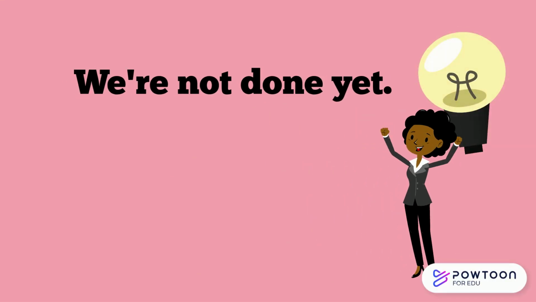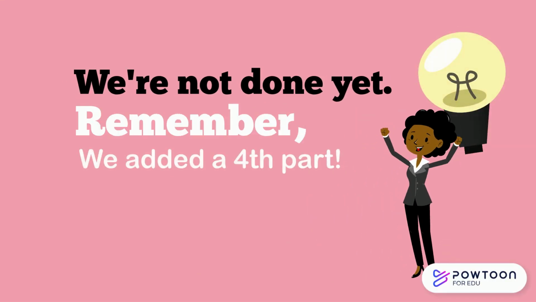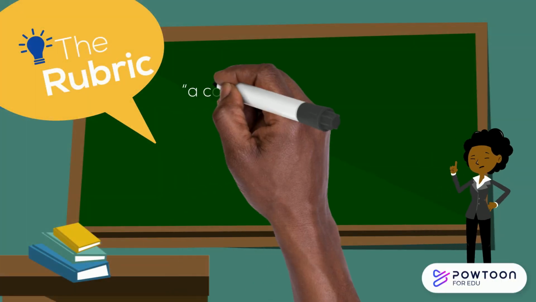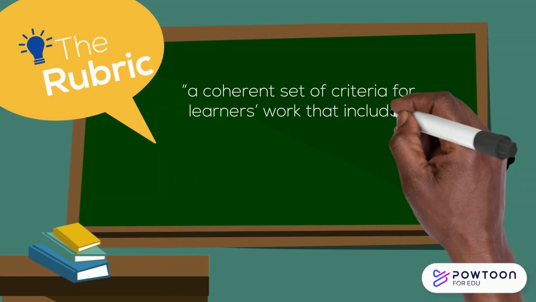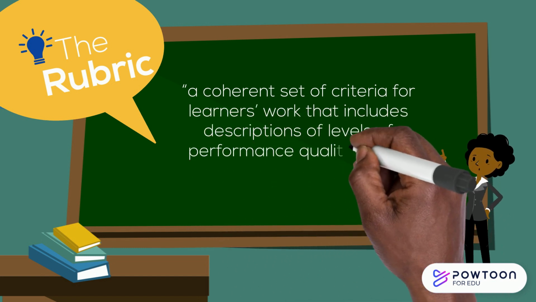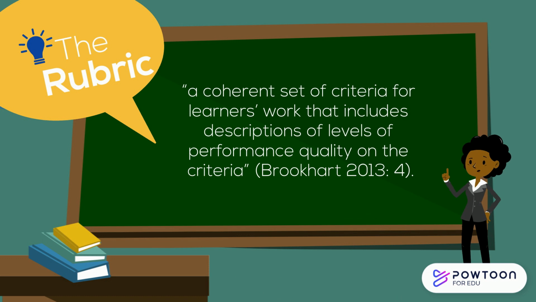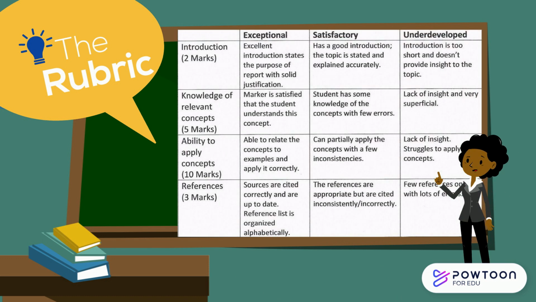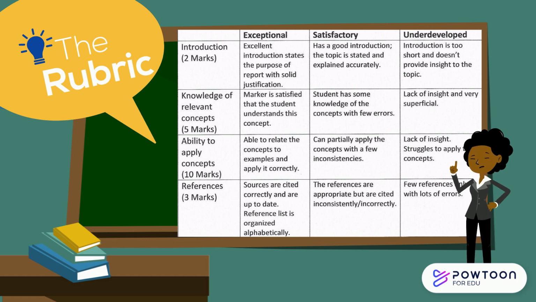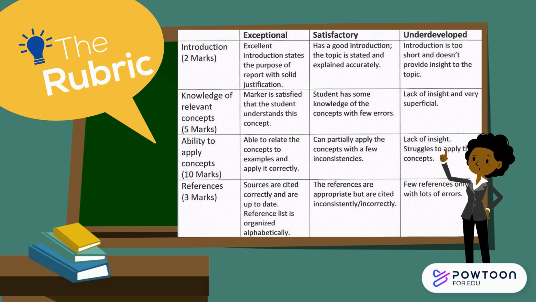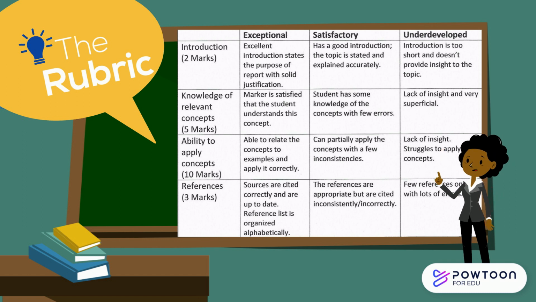We're not done yet. Remember, we added a fourth part. By a rubric, we mean a coherent set of criteria for learners' work that includes descriptions of levels of performance quality on the criteria. Here we see an example of a rubric showing students what they need to do in relation to introduction in order to get a mark that is exceptional, satisfactory, or underdeveloped. What they need to demonstrate with respect to knowledge of the relevant concepts in order to get a mark that is exceptional, satisfactory, or underdeveloped, and so on.